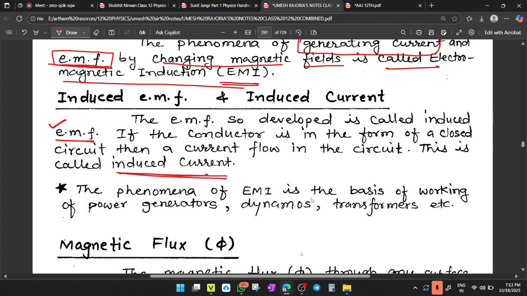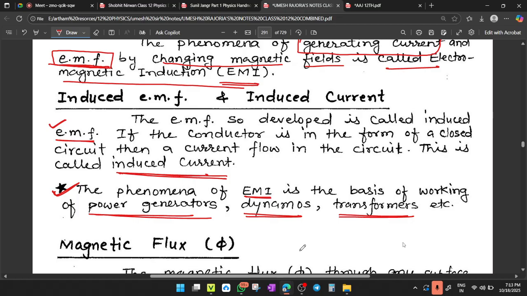The phenomenon of EMI is the basis of working of the power generator. On the same process, we generate power in power stations, and dynamos and transformers all work on the principle of electromagnetic induction. So all these devices work on the basis of the same process, electromagnetic induction, and the names of these devices are power generators, dynamos, and transformers.